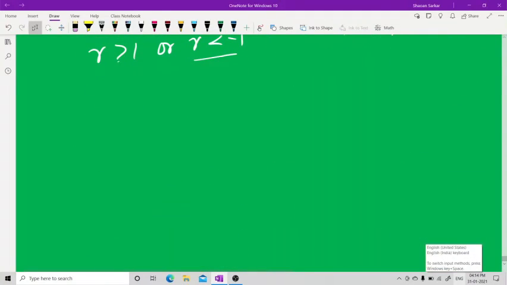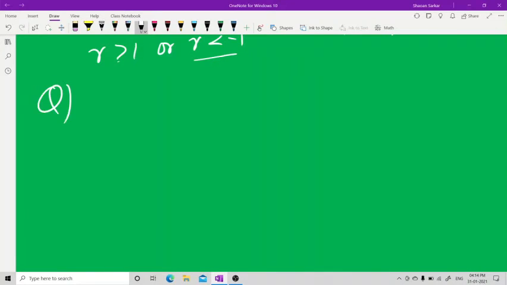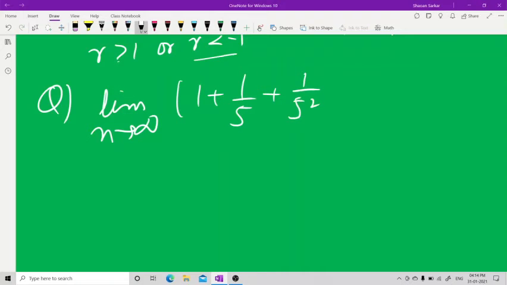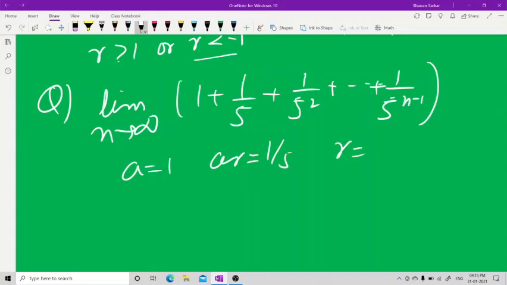Now see, question: limit n tending to infinity of 1 plus 1 by 5 plus 1 by 5 square and so forth up to 1 by 5 to the power of n minus 1. So already you know what a is. a is 1, ar is 1 by 5. So undoubtedly r is 1 by 5, which is less than 1. Now I need S infinity, because I want to put the limit at the end only. So let's not put the limit right now.